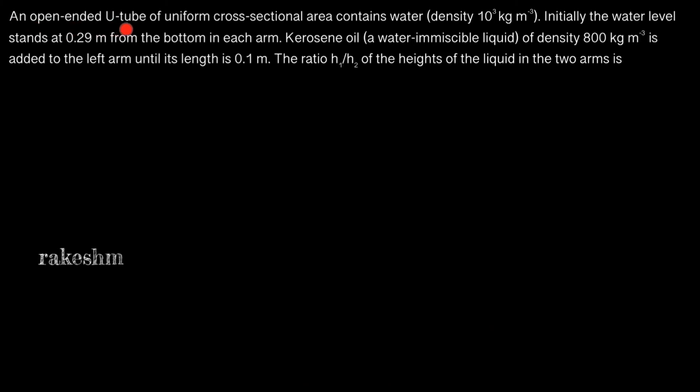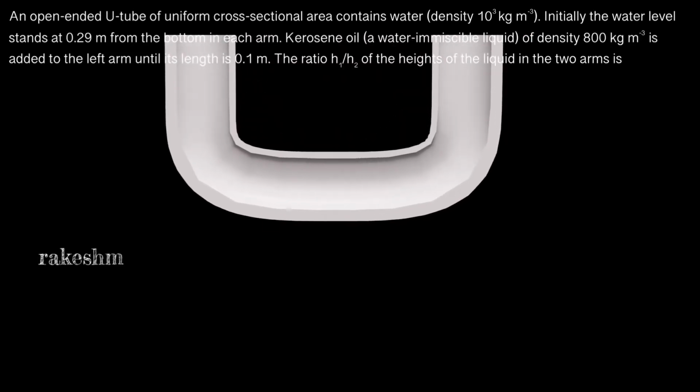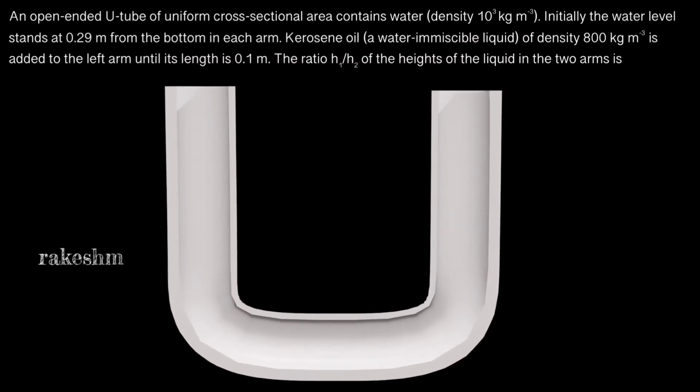An open-ended U-tube of uniform cross-sectional area contains water of density 10 cube kg per meter cube. So this is a U-tube you can see here, and its ends are open and it has uniform cross-sectional area. I have cut open the tube vertically into half so that you can see inside this tube.